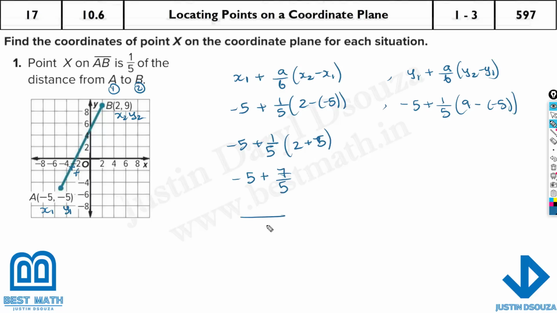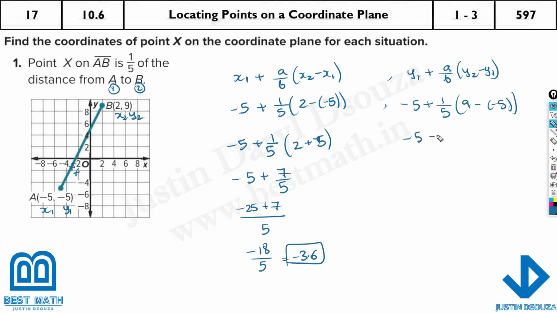Now we have to have the common denominator. Here will be minus 25. 5 times 5 is 25. Plus 7. And this is going to be minus 18 divided by 5. 3.6, right? Yeah, 3.6. Negative 3.6 is the answer. You can just use a calculator. See, this couple of steps is enough. After substitution, one step is more than enough. Use your calculator, directly jump over here.